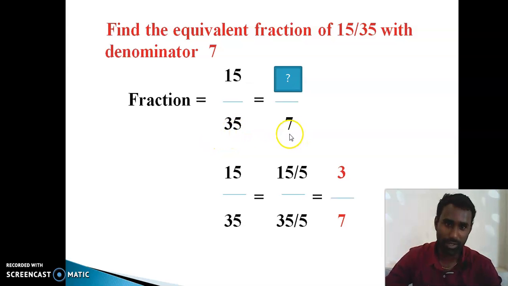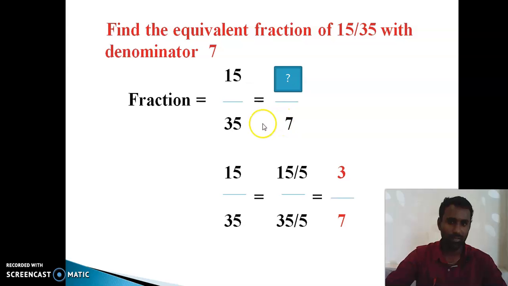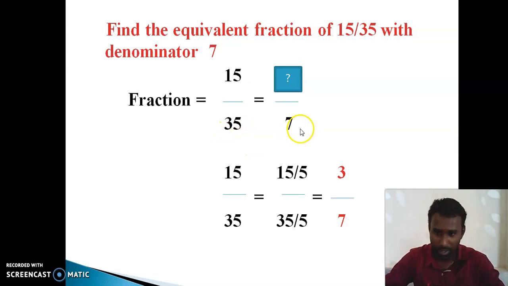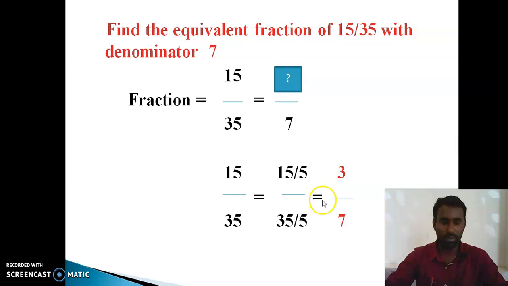See here, otherwise we can say it this way. Which number do you multiply by from this to this? 5. So 7 5s are 35, right? The same way from here to here it will be division. So 35 divided by 5 is 7, since 7 5s are 35. And 15 divided by 5 is 3, since 3 5s are 15. So the fraction is 3 by 7.